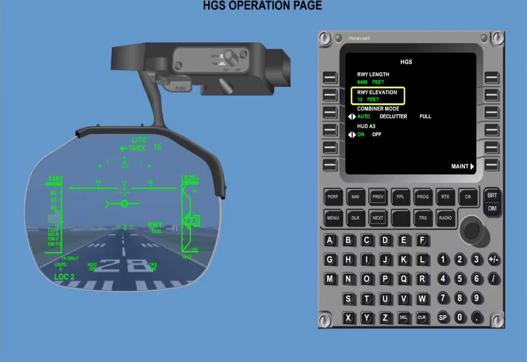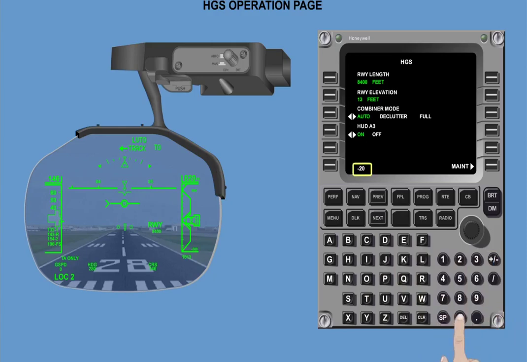Runway elevation. The value of runway elevation should also be automatically set by the flight management system. Use the menu keypad to enter the value. If the runway elevation is negative, push MCDU plus or minus button. Negative sign then shows on the scratchpad line. Then, enter the new value on the scratchpad line.